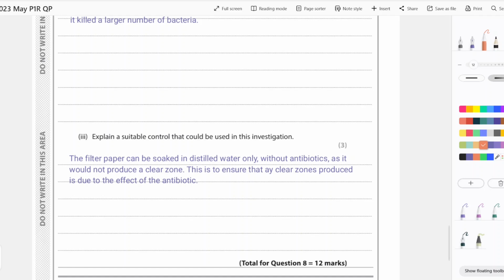So the first mark would be filter paper soaked without any antibiotics. The second mark is there should be no clear zone, or you can say that it should not affect the bacterial growth. And then the last statement, which is, this is to ensure that any clear zones produced is due to the effect of the antibiotic. All right, so that is the end of the 2023 May paper 1R.